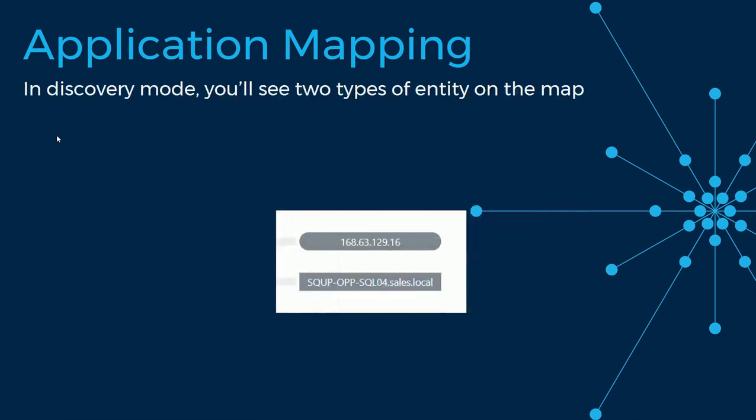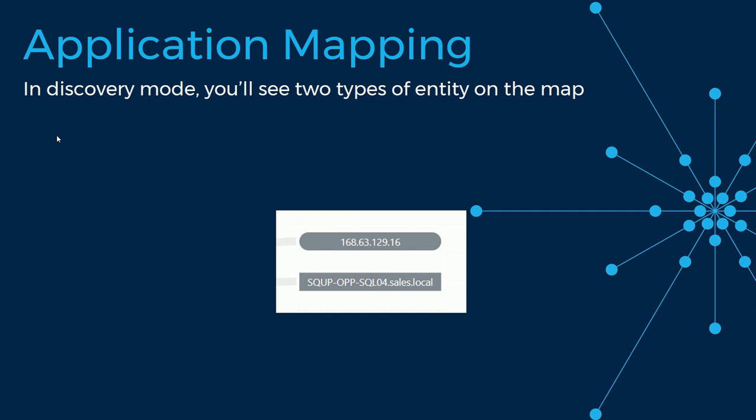Before I go into the demo lab, there's one more thing that I wanted to point out to you, which is in discovery mode, you're essentially going to see two types of entities on your map. At the bottom there, we've got our rectangle. It's a very normal rectangle, right angle corners. And above it, we've got a rounded end rectangle. And there are important distinctions between the two.